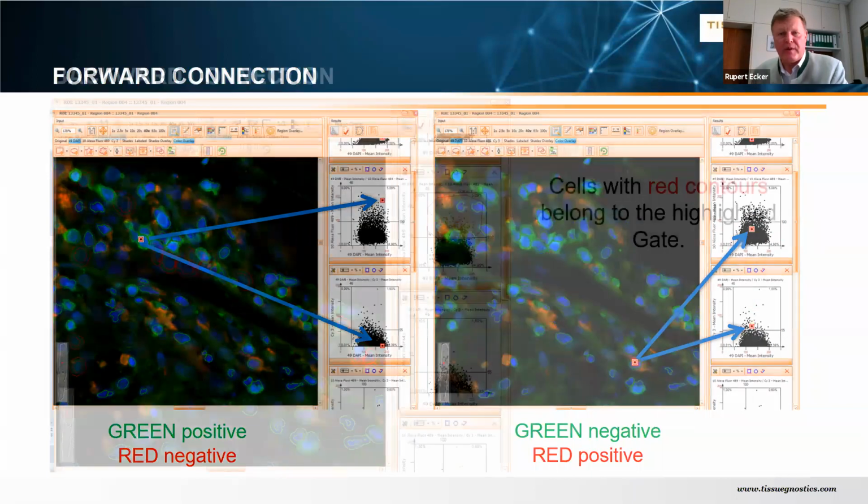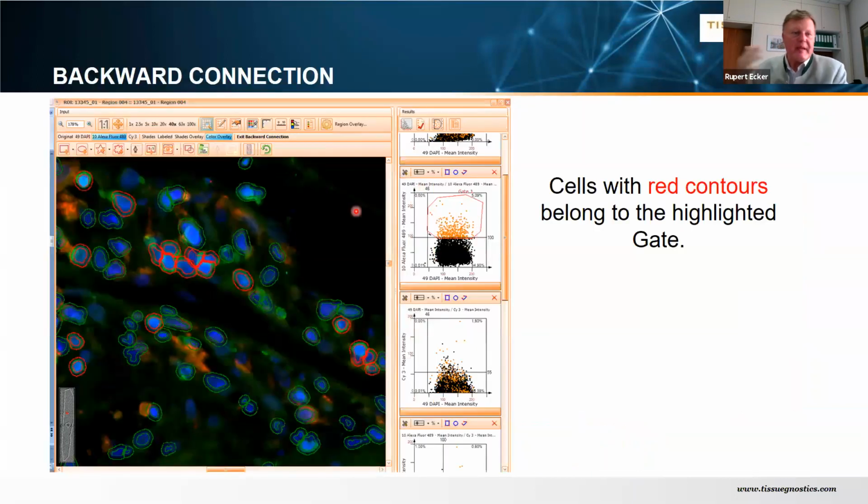It also works the other way around. From data space back to the image, we can make a gate, like in flow cytometry. This is a selection of a subpopulation of cells, and this will then be highlighted in red in this case, and we see where a certain subpopulation is located in the tissue. So there is a link between the phenotype and the location in the tissue, the histology. This is the backward connection or reverse gating.